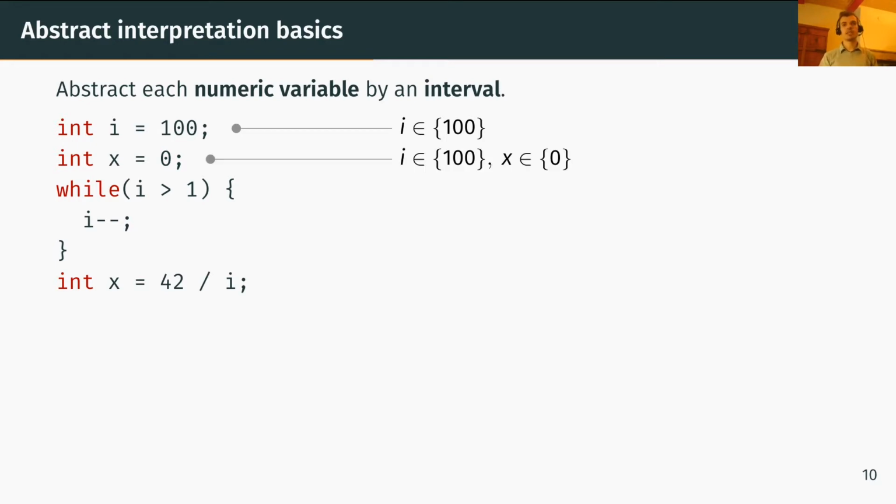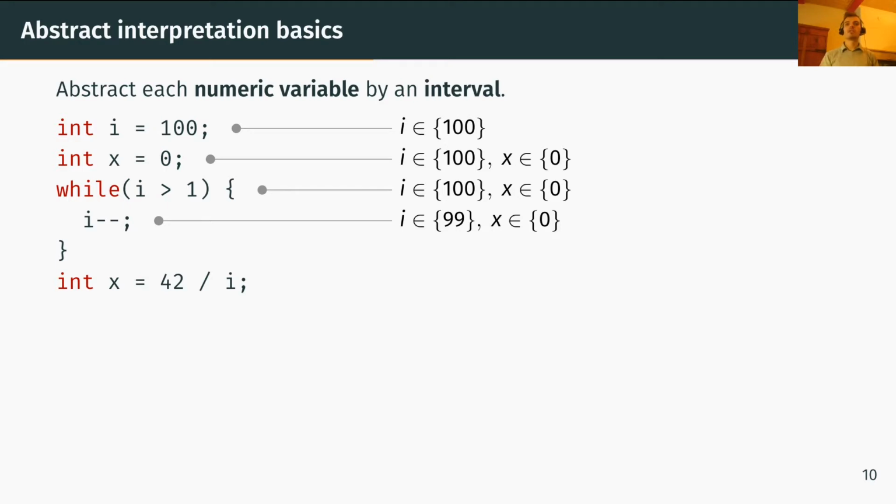At this point, I is 100 and x is 0. And then in the loop, at first nothing changes, and then I is decremented, so at this point I is 99. And now we will iterate again on the loop. So we realize that at this point, in fact, I may be 99 or 100, and we propagate this down the loop, and we will repeat this process until we reach a fixed point, which is in fact an invariant for this loop.